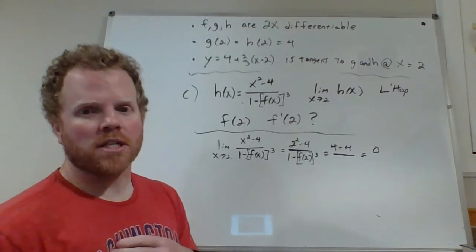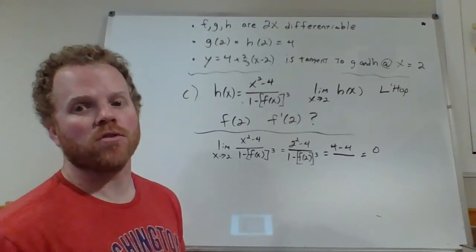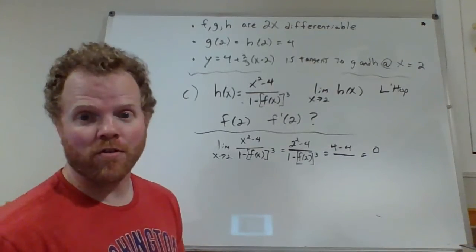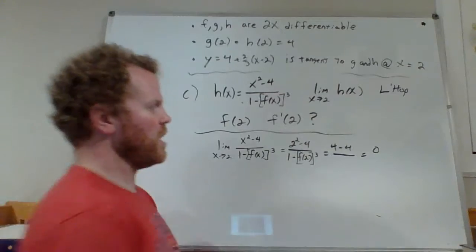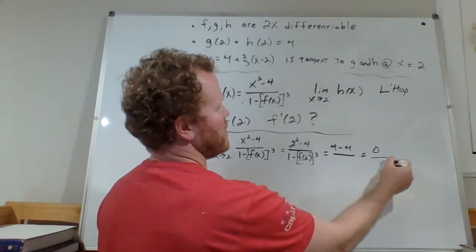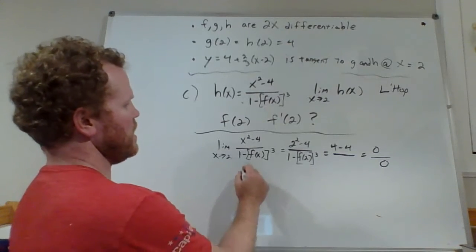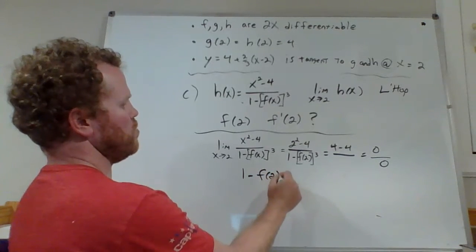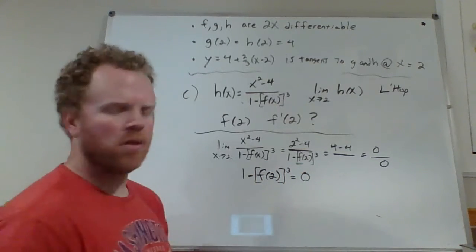The key takeaway from this question is you can do this limit with L'Hopital's rule. And L'Hopital's rule doesn't always work. It only works if the limit was an indeterminate form to start. So if the top is 0, this is a dead giveaway that the bottom is also supposed to be 0. So what we can take away from this is 1 minus f of 2 cubed has to be 0.